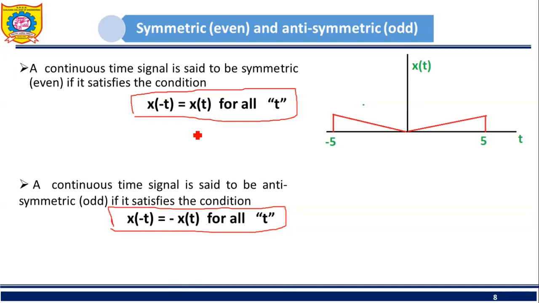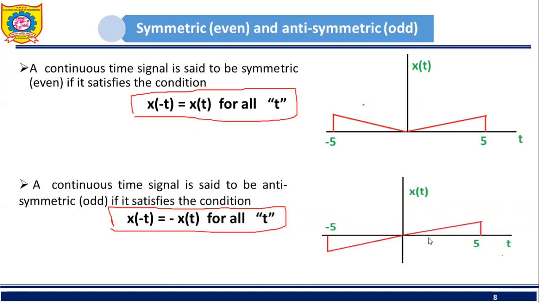Now let's try to understand it with the help of one example. Consider this signal. If we consider the value of x of 5 and x of minus 5, will this particular condition get satisfied? Yes. x of 5 is some positive value here and x of minus 5 is some negative value, and again the magnitude of x of t at t equal to 5 and t equal to minus 5 will be the same. So this particular condition will get satisfied for all values of t. That's why this continuous time signal can be considered as antisymmetric.